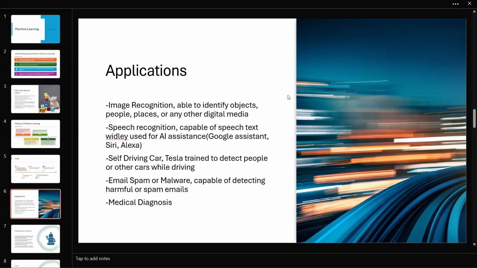Another application would be self-driving cars. Think of Tesla and the way it, with its cameras and AI, is able to detect people and other cars while driving, creating self-driving cars. Email spam and malware detection is capable of detecting harmful or spam emails, any viruses or spam that would go directly into your spam folder. And medical diagnosis, just to name a few.